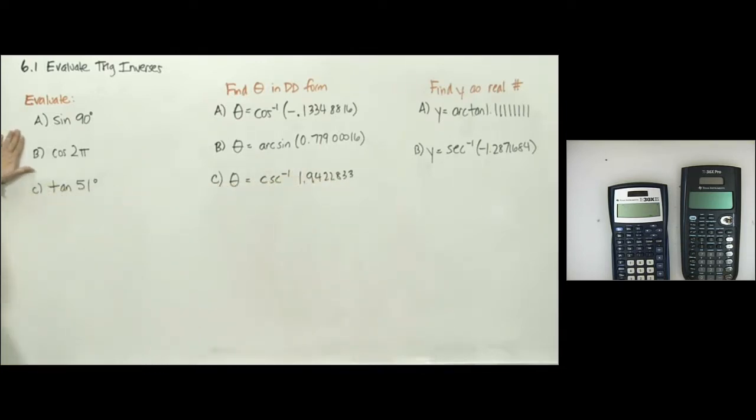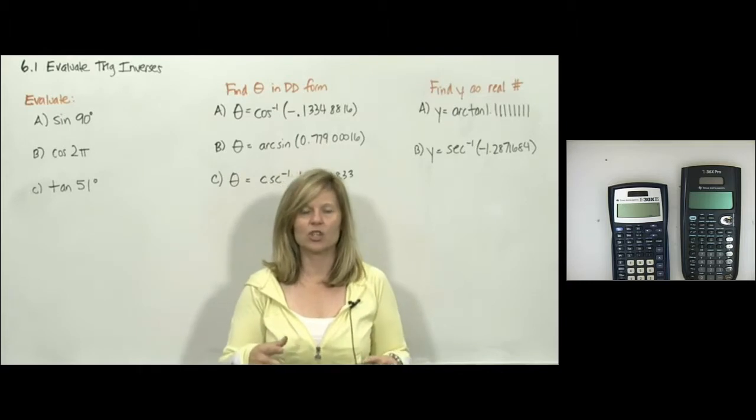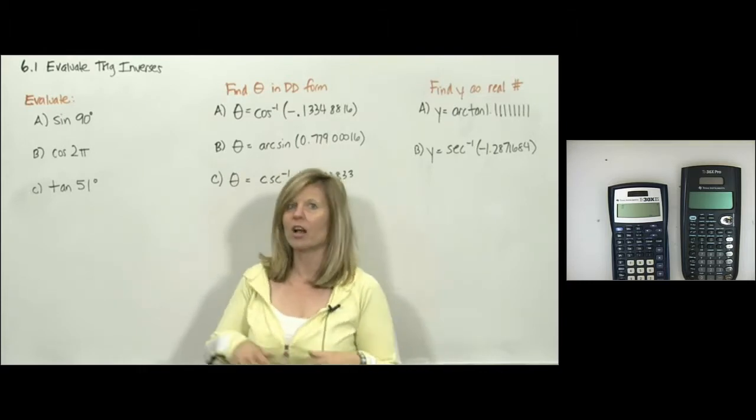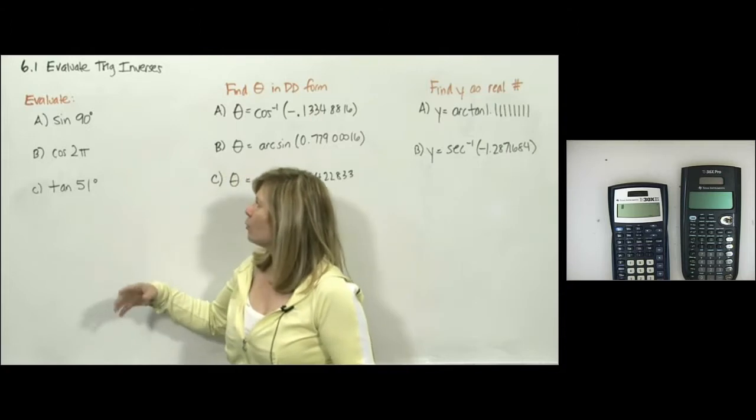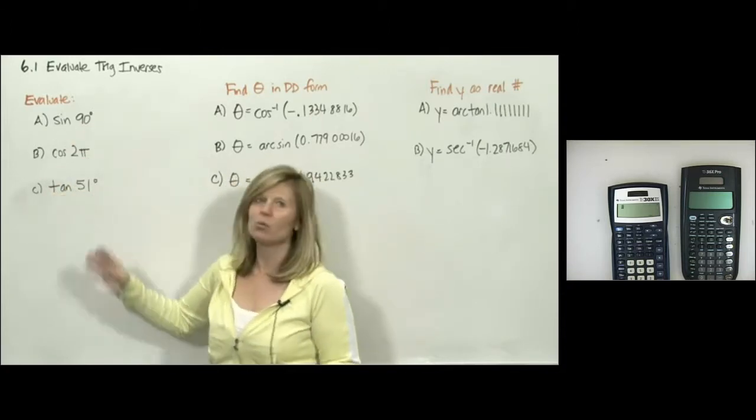From chapter 1, the beginning of the course, we have learned the definition of sine, cosine, and tangent. Sine is y over r, cosine is x over r, tangent is y over x. We also know in words, sine is opposite over hypotenuse, cosine is adjacent over hypotenuse, tangent is opposite over adjacent. And we've learned trig is a relationship between the acute angle in the right triangle and the two sides. And we know to look up the sine of 90, the sine of 2 pi, the sine of 51 degrees.